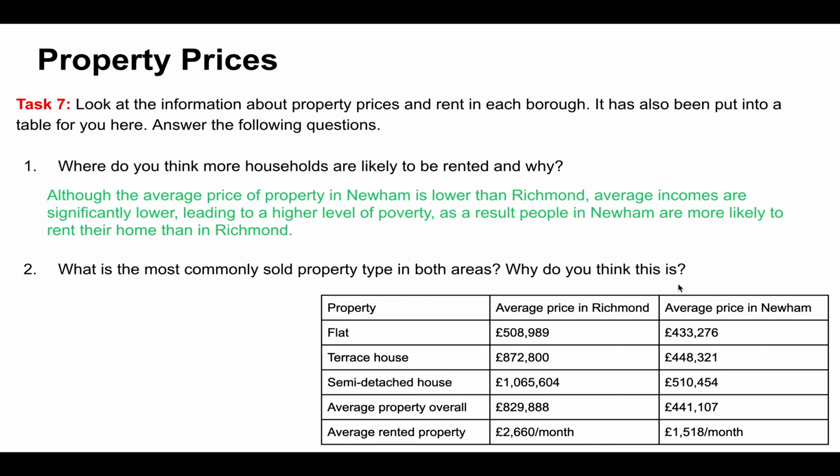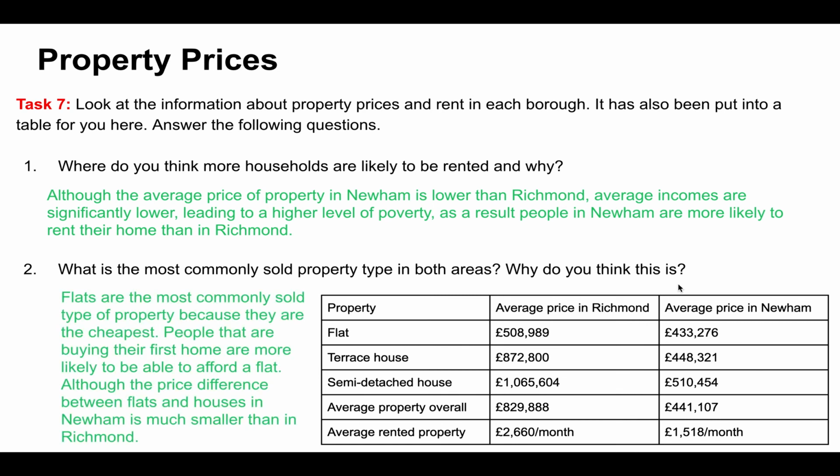The most commonly sold type of property in both of those areas, as you should have heard from me, was flats. And why is that? Most likely that's because they are still the cheapest properties available to people. Particularly if you are buying your first home, and this is the first time you've managed to save up enough money to buy a home and get a mortgage from the bank, you're more likely to be able to afford a flat. Although we can mention, of course, that the price difference between flats and houses in Newham is much smaller than the price difference between a flat and a house in Richmond.